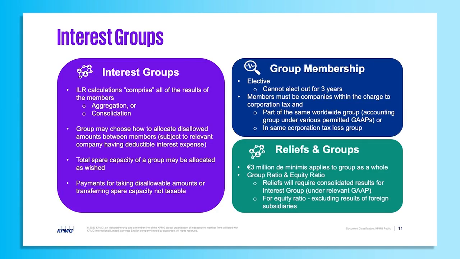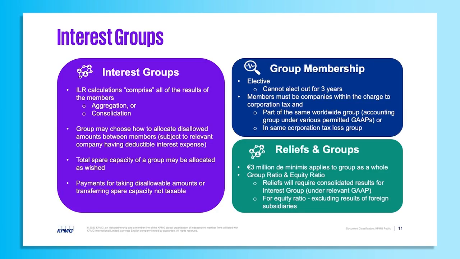But those notional worldwide results have to be modified. Essentially, any debt with an associated enterprise, for example, a 30% shareholder, is reclassified as equity. This means that the notional group accounts have a higher equity capitalisation if there is any debt with an associated enterprise, making it more difficult for the single company worldwide group to qualify for relief under either the equity ratio or the group ratio. We're now going to have a look at interest groups.